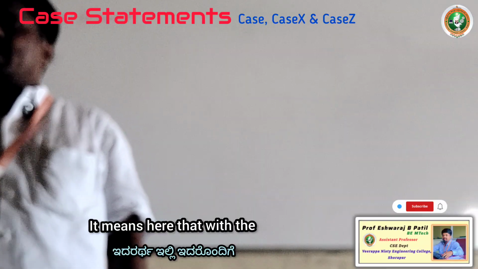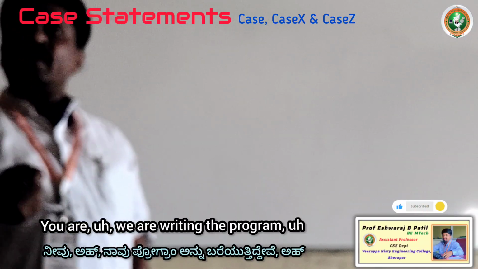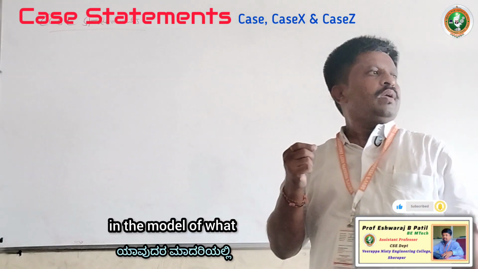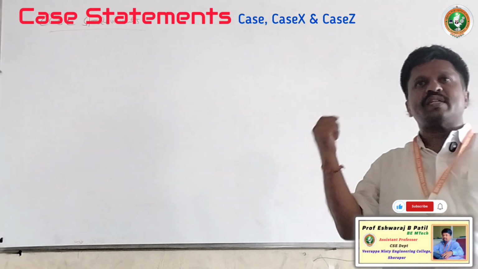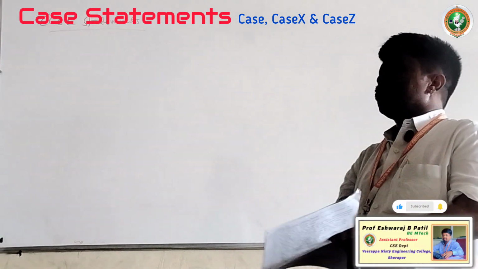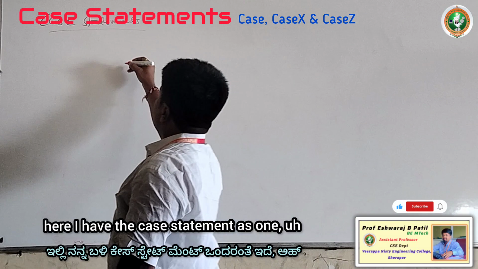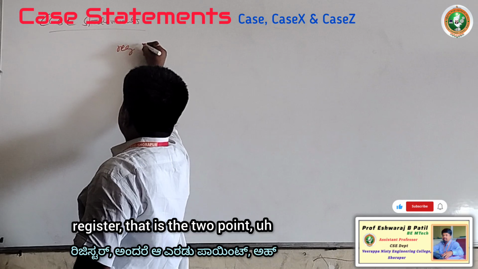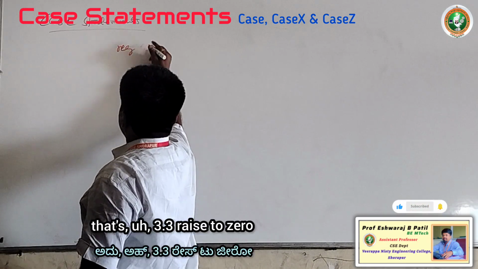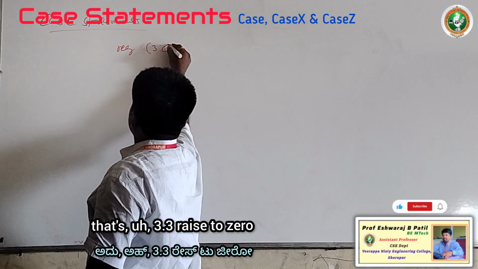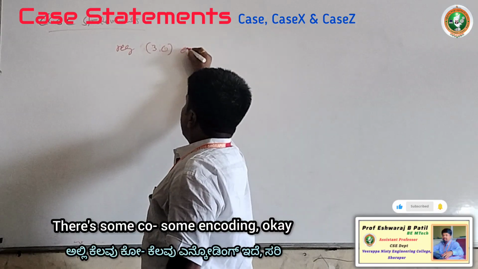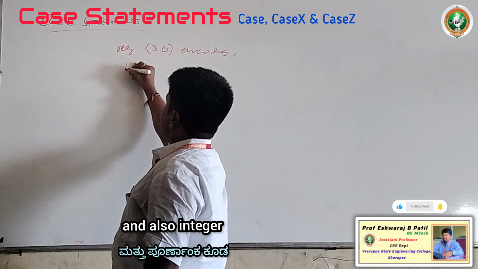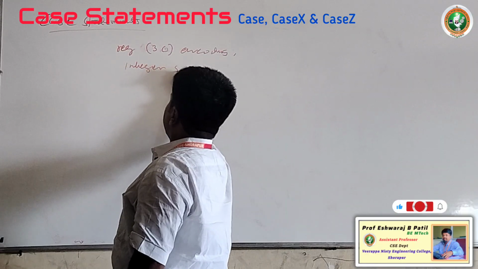It means here we are writing the program for the digital system in the behavioral model. There we need this type of statement. For example, here I have a case statement with one register, reg [3:0], some encoding, whatever it may be, we can give any name. And also an integer.